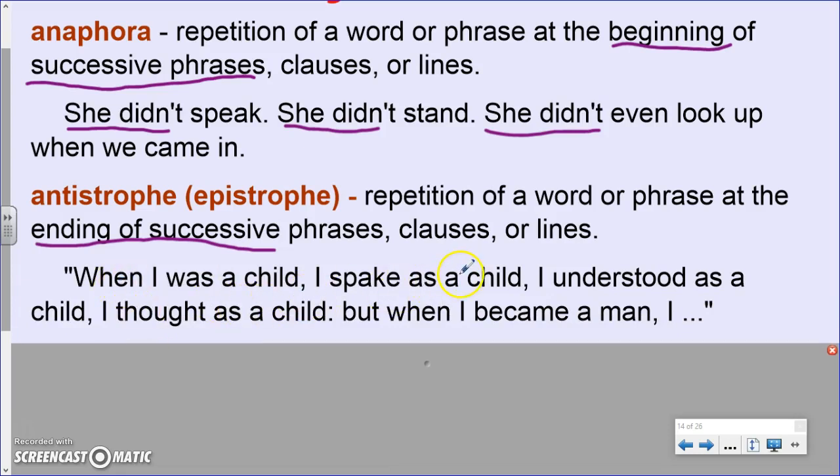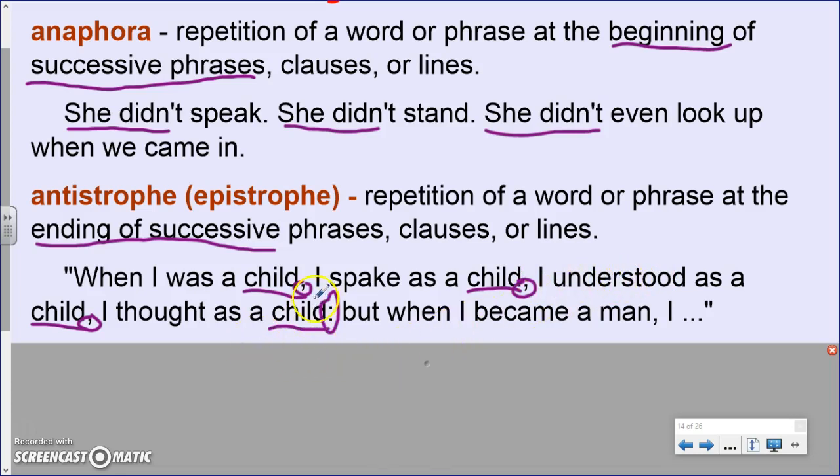When I was a child, I spake as a child, I understood as a child, I thought as a child, but when I became a man, and the quote continues. But we're looking for repetition. First, we're going to reread the sentence and underline everything that repeats. Then looking here for the punctuation marks, the repeating word child repeats just before the punctuation mark, not after it. So this is the end of the phrases. Each of these phrases or clauses is signaled by the end punctuation, and then it goes to another one.